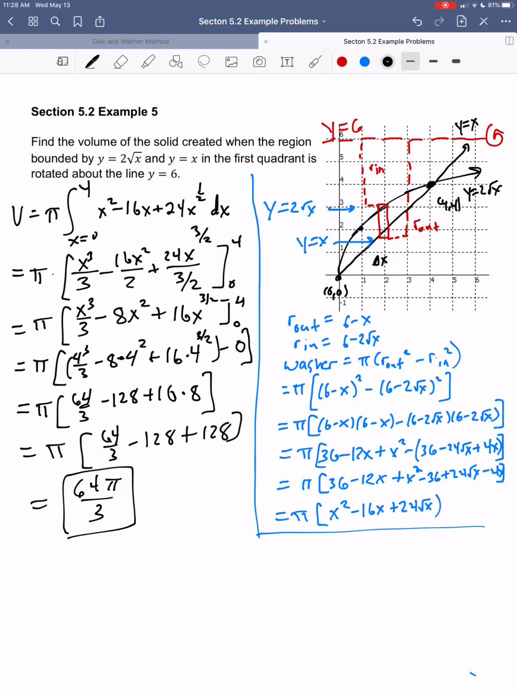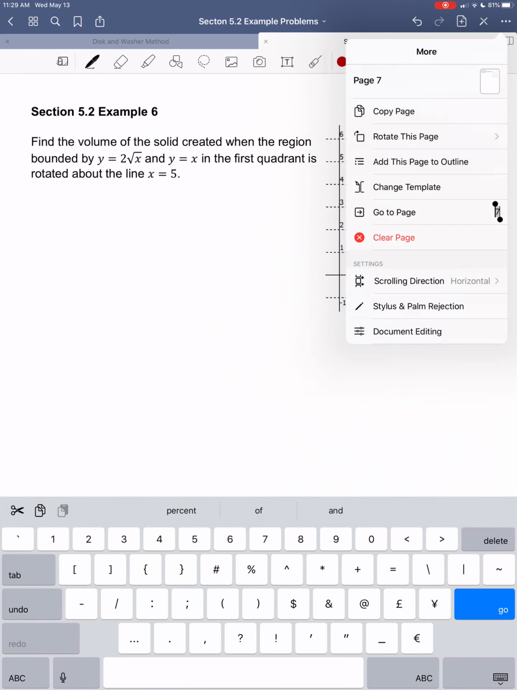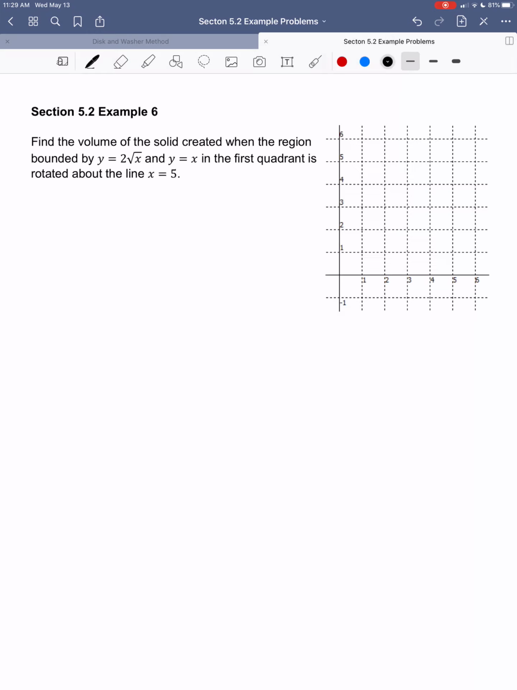Okay, hope you're getting the hang of this, how these radii go. Let's look at another one. This is the last one of this type. So, same region. We've got the line y equals x, and we've got this square root, we still have these points, 0, 0, and 4, 4. But now we're going to rotate about the line x equals 5. Ooh, let me get rid of that 4, 4. I'm not going to label it. I think it's going to make it too messy. We know where that is by now. So we're rotating around this line x equals 5.